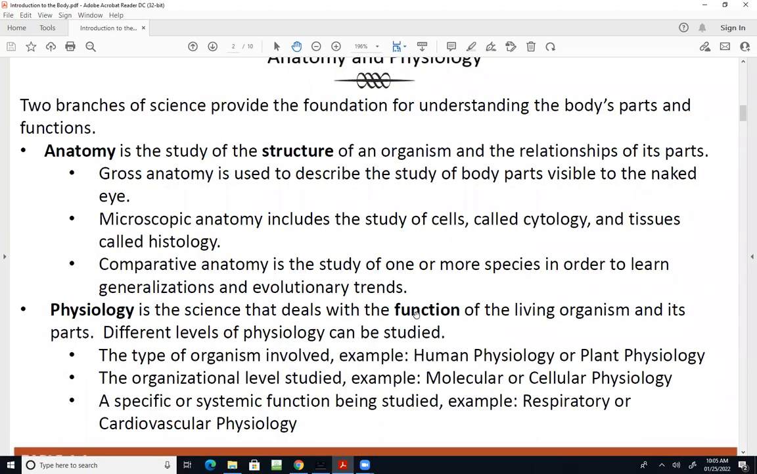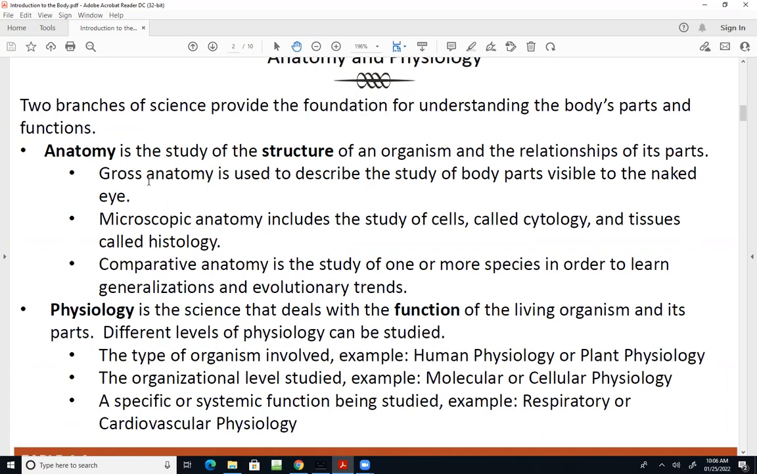Okay, these are the two branches of science that provide us the foundation for understanding our body's parts and our functions. Anatomy can be described as the study of structure of an organism and the relationship of its parts. So the key term here related to anatomy is structure. In other words, how we're built, how we're put together. In this case, since this is human anatomy, we're studying the structure of us, the human body, and the relationship of its parts, which can be done at various levels.